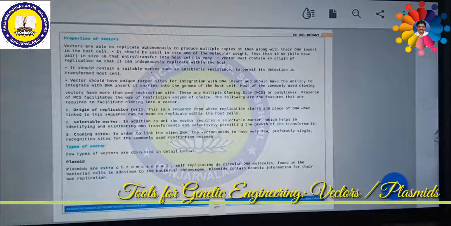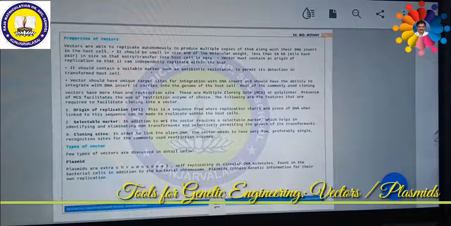These vectors are able to replicate automatically to produce multiple copies of themselves along with their DNA insert inside the host cell. What do you mean? After this vector is inserted into the host cell, it has to multiply itself because we need a large amount of the gene of interest product. In order to get the most product, they have to multiply themselves. That is a very important thing about a vector.